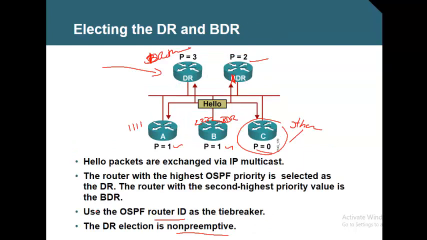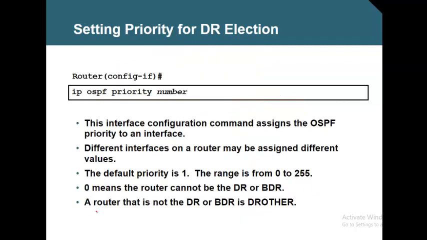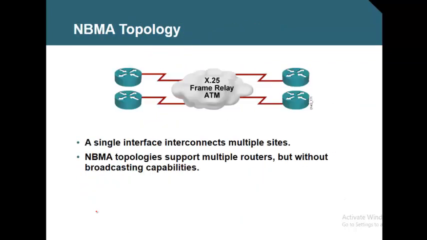If there is a tie in priority, only then the router ID will be the decision maker of DR and BDR. If priority is set, it's the priority which decides the role. And priority can be easily set like this, by going to the interface. All right, so we'll stop here.